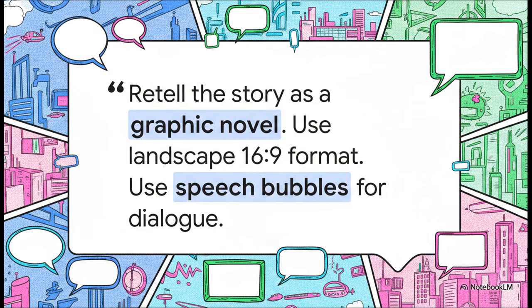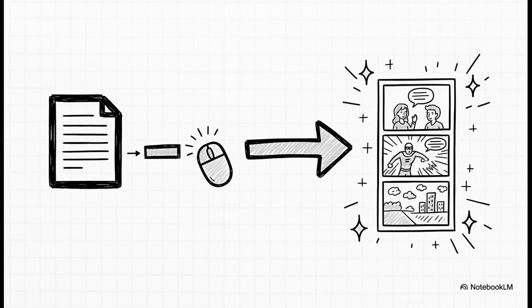That's the light switch. That's what flips the AI into visual mode. And then you just click Generate, and you just watch. NotebookLM pulls in your script from that Google Doc and starts drawing your story, panel by panel. In just a few moments, your text file is a visual story. This, right here, is the magic moment. It's absolutely wild to see.